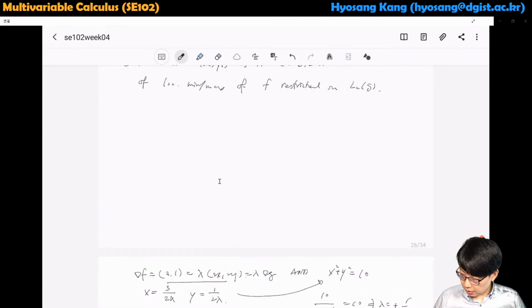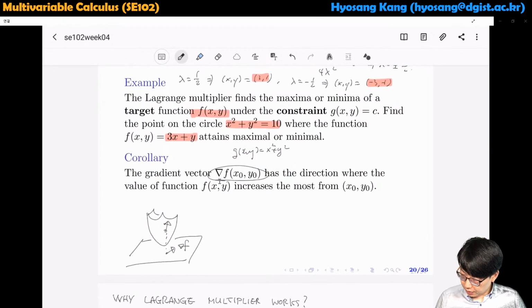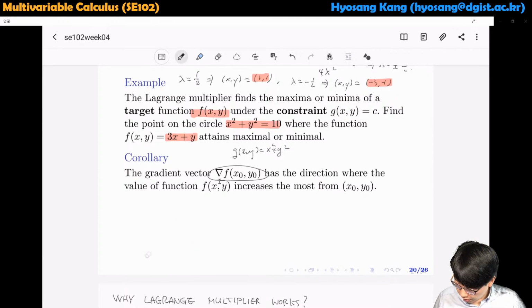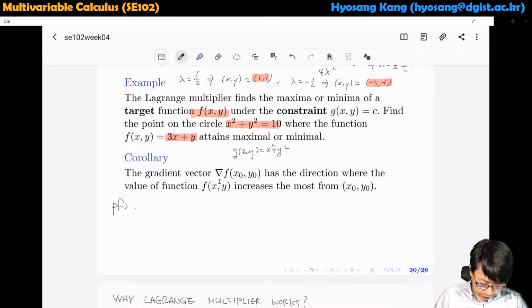So okay, here's a corollary. Let me erase this and prove the corollary here. It says that the gradient vector is the direction where the value of the function increases the most from the point x0 and y0. So think about the situation that we have. We want to move from the point x0 and y0.